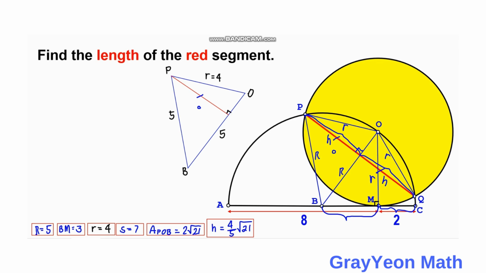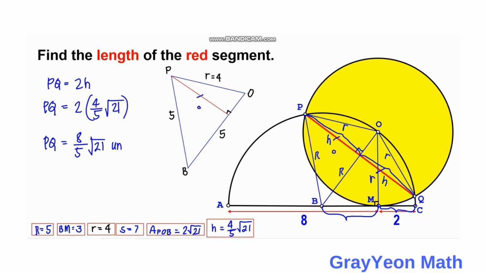So PQ is equal to 2h because OB is the perpendicular bisector. PQ is equal to 2 times h, which has the value of 4 over 5 square root of 21 units. We simply multiply 2 and 4, so we have PQ equal to 8 over 5 square root of 21 units. And that is our answer.